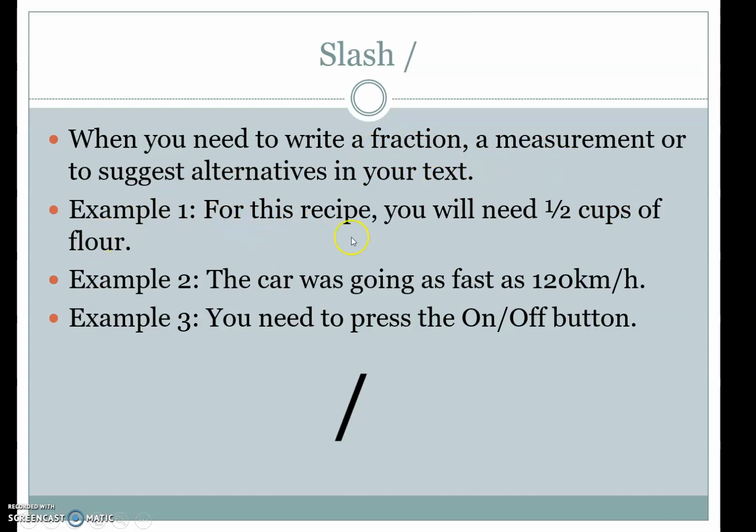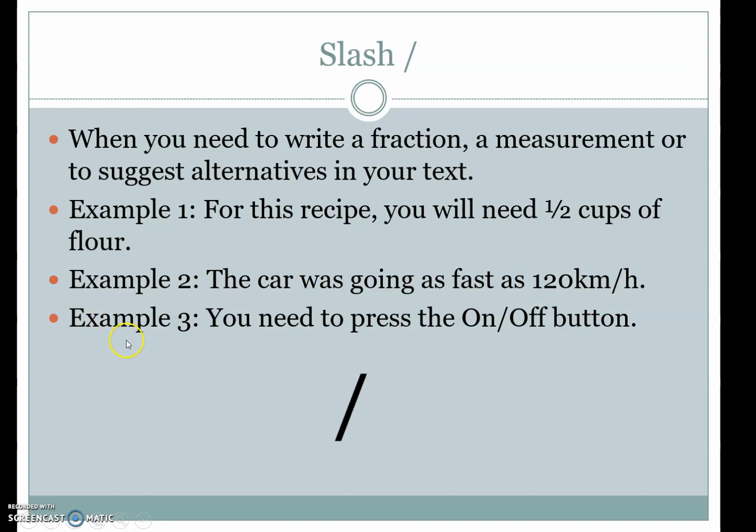So example 1, for this recipe you will need half a cup of flour. Okay, so it should have been half a cup of flour, but I accidentally took out the 1. It should have been 1.5 cups of flour. Okay, but anyways, that is a fraction. Example 2, the car was going as fast as 120 kilometers per hour. So that is a measurement.